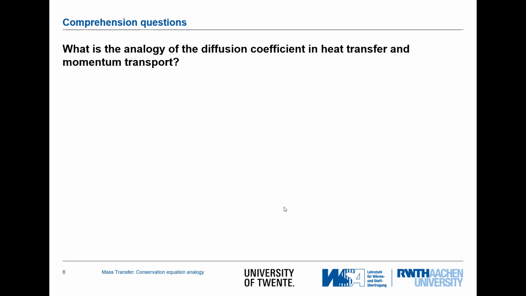I would like to end with a few questions, or here with one question. And the question is, what is the analogy of the diffusion coefficient in heat transfer and momentum transport? So we have learned this in the last slide, that the diffusion coefficient combines in a differential equation the change in the concentration or temperature in time with the spatial change due to diffusion. And in this case, the coefficient has the same unit, meter square per second.